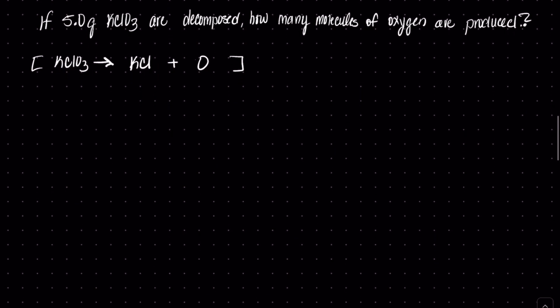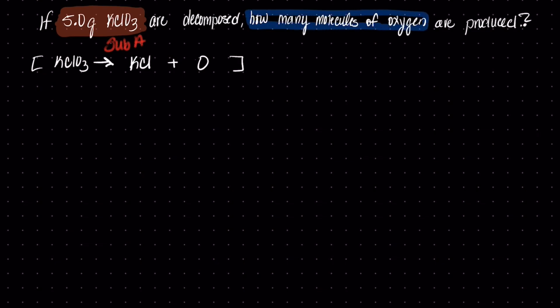Carrying on, let's do another one. All right, so if 5.0 grams of potassium chloride are decomposed, how many molecules of oxygen are produced? So I'm given 5.0 grams of potassium chloride. So would that be substance A or substance B? That's substance A. And over here, you're asked to decompose to how many molecules of oxygen? That is substance B.